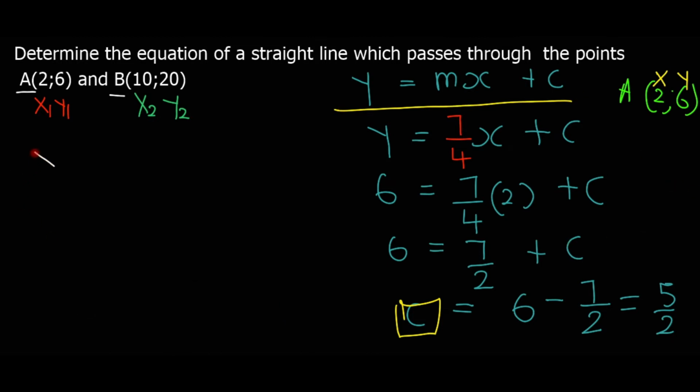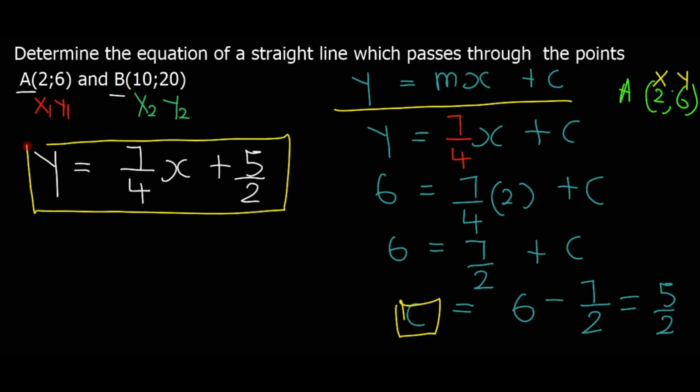So in the standard form it's y equals to a gradient, which was 7 over 4 x, and then plus c, which is 5 over 2. So it's all up to you which point you use to find c. Whether you use point A or point B, at the end it will create the same answer. So this is the equation in the standard form.